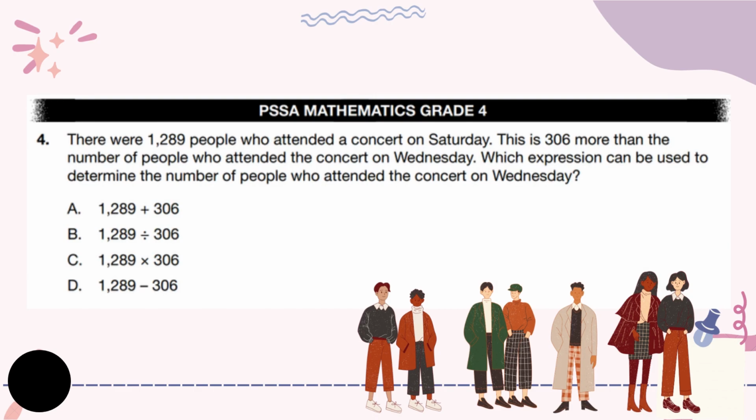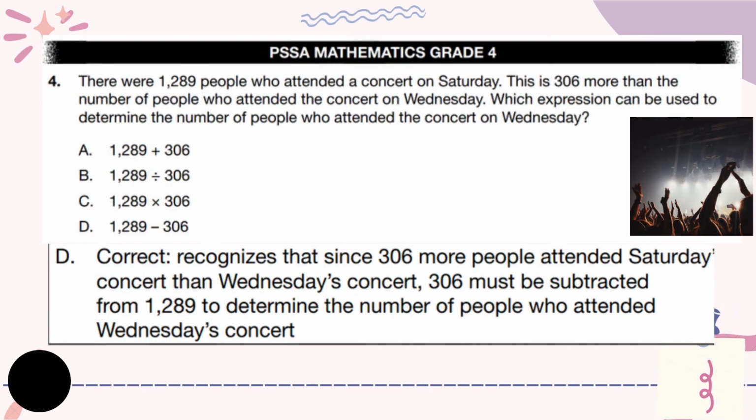Question number 4. There are 1,289 people who attended a concert on Saturday. This is 306 more than the number of people who attended the concert on Wednesday. Which expression can be used to determine the number of people who attended the concert on Wednesday? So how will I find the answer, guys? Obviously you need to subtract.